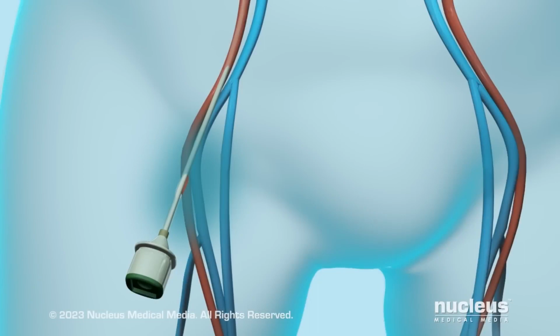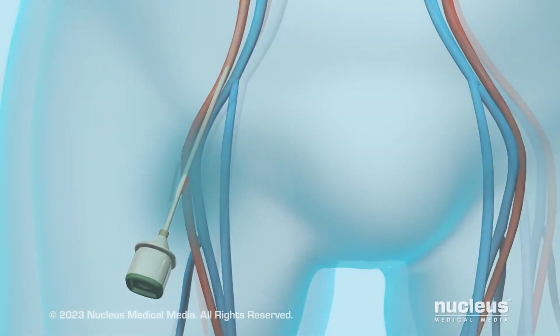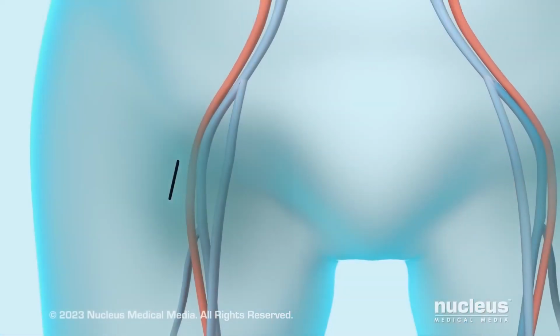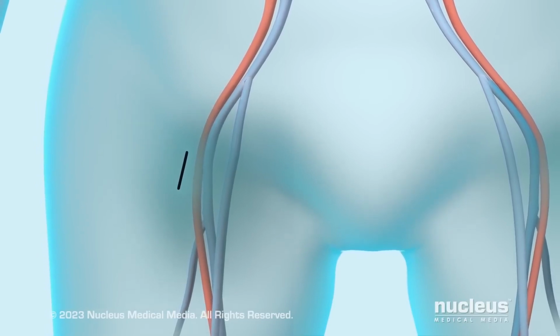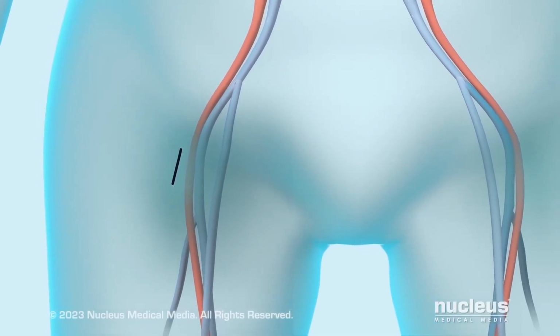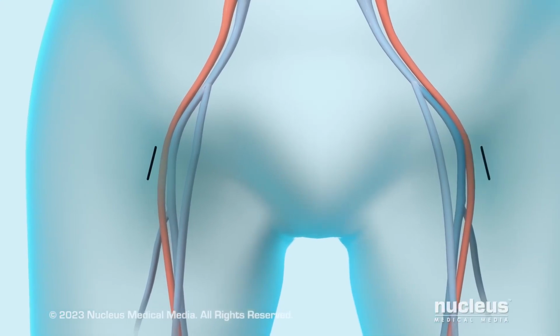At the end of the procedure, the introducer sheath in your groin will be removed and your skin incision will be closed. You will have another incision on the other side of your groin through which instruments were inserted to monitor your heart during the procedure. This skin incision will also be closed.